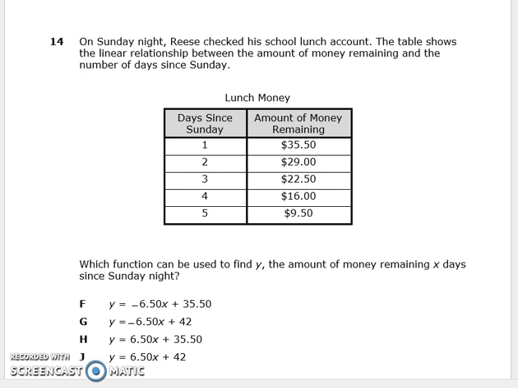Number 14. On Sunday night, Reese checked his school lunch account. The table shows the linear relationship between the amount of money remaining and the number of days since Sunday. Which function can be used to find y, the amount of money remaining x days since Sunday night? F, G, H, or J?